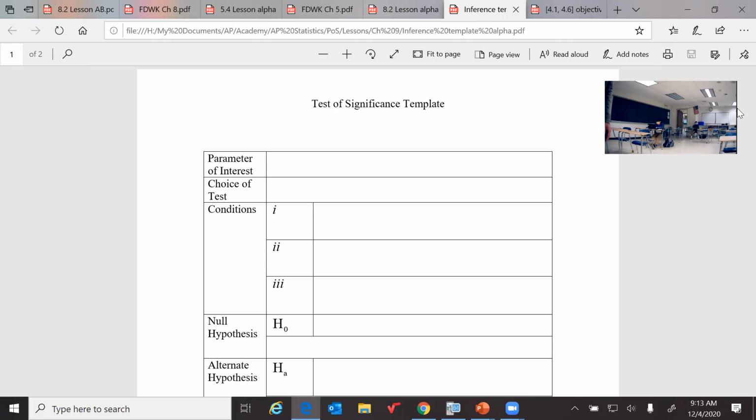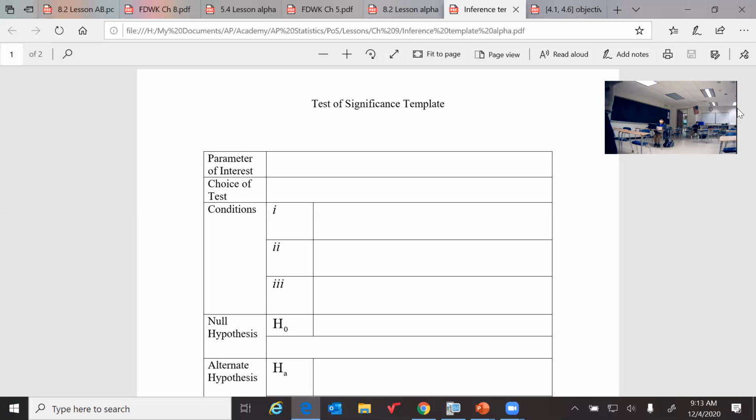Parameter, just like they said in the book, the parameter of interest. What am I trying to find? What am I trying to be confident about? What's the test we're doing? Well, in this case, it was a whatever percent confidence level interval. Confidence interval 95%. Conditions. SRS, n times p hat's greater than or equal to 10, n times 1 take away p hat's greater than or equal to 10, and my sample's less than 10% of the population. We didn't get to the null and alternate yet, so I'm not going to worry about that yet.